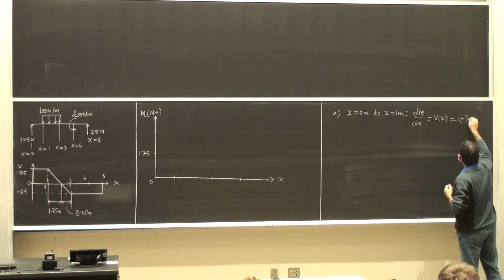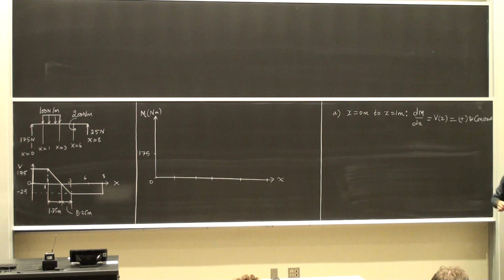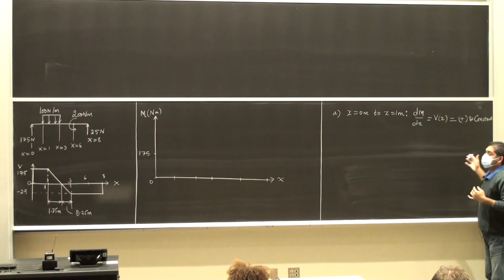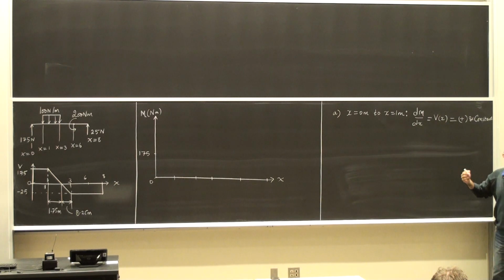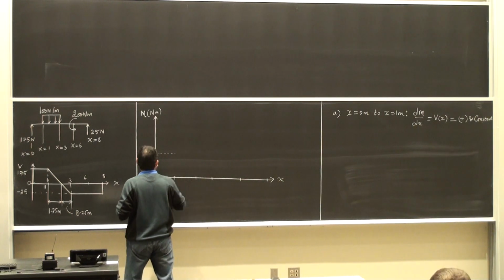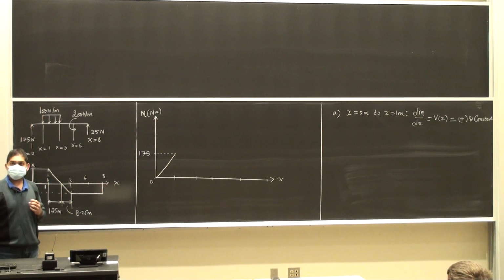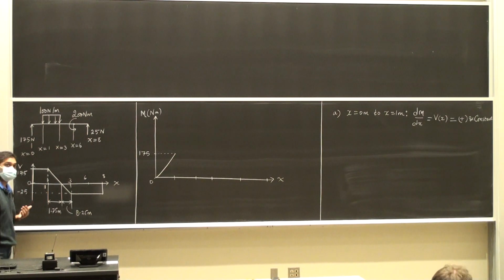It's positive and constant, which means that the bending moment curve is going to be linear with a positive slope. Okay? And I'm going to go from 0 to 175 Newton meters in a linear fashion. Okay? Does this make sense to everybody? You look at each and every piece of the shear force diagram to figure out how to draw the bending moment curve.